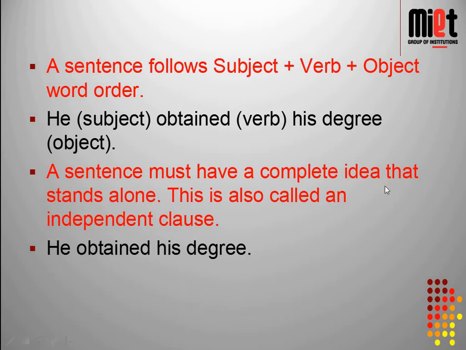A sentence must have a complete idea that stands alone. This is also called an independent clause. For example, he obtained his degree. So this sentence is conveying a complete sense.